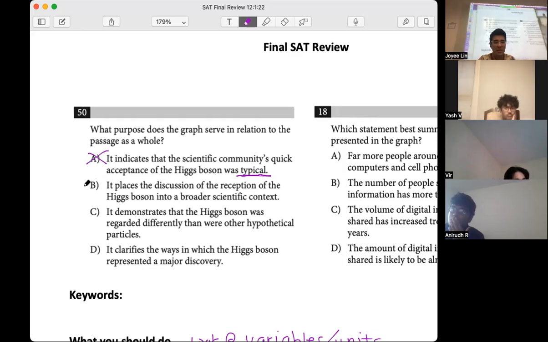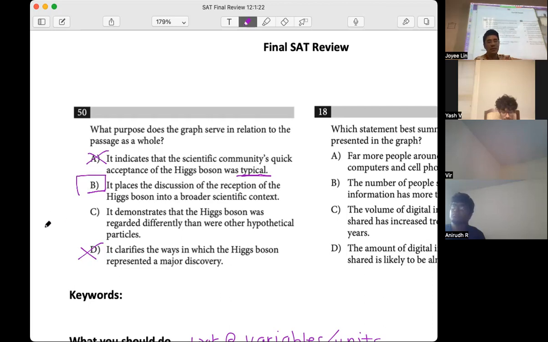Yeah, how does a graph clarify ways? Right, what does a graph do? Gives data. It can clarify the number, right? It can clarify the amount, but like clarify the ways in which it... probably C. You know what? The correct answer is actually B.